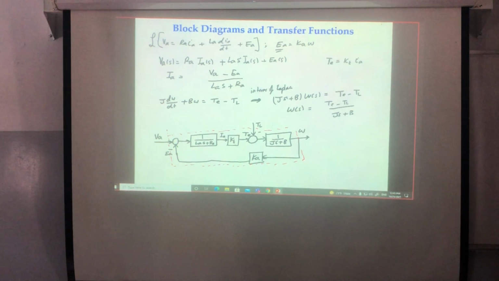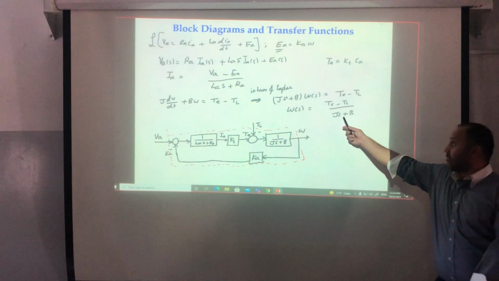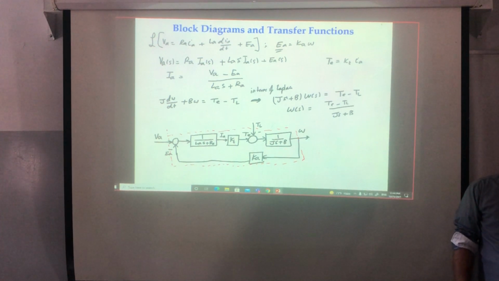Laplace inverse. Yes, Laplace inverse of what? Omega of S.